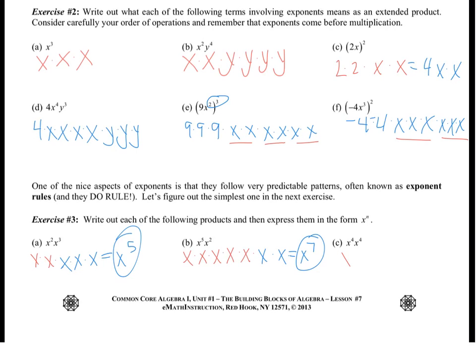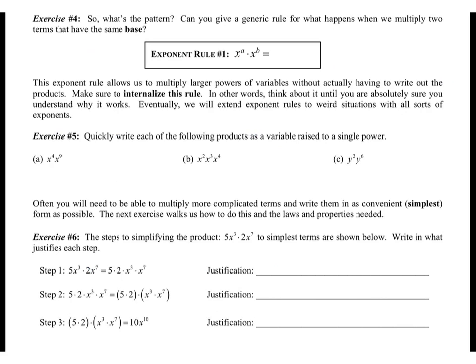And finally, x to the 4th power times x to the 4th power becomes x to the 8th power. So that rule, the pattern, is that x to the a times x to the b becomes x to the a plus b. You combine the two exponents but keep the base. You need to internalize this rule, so you have to think about it until you're absolutely sure you understand why it works. Eventually, we will extend exponent rules to weird situations with all sorts of exponents.